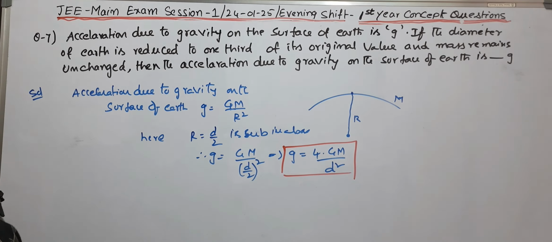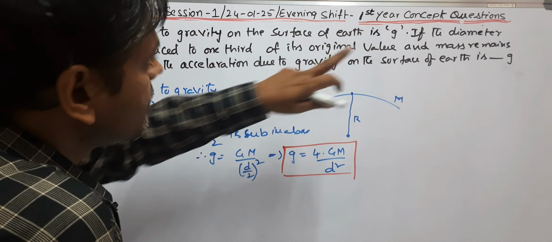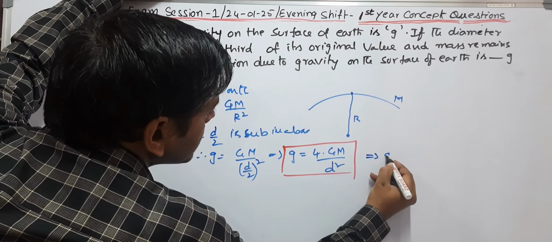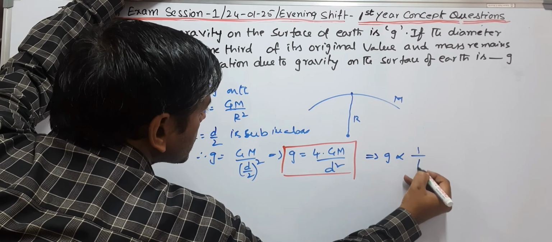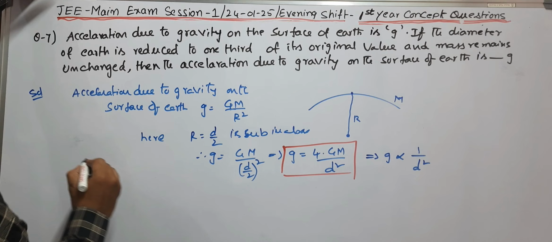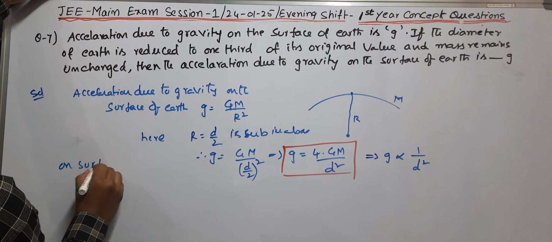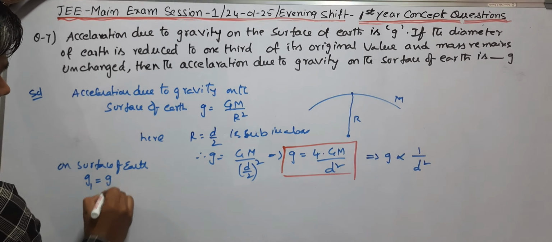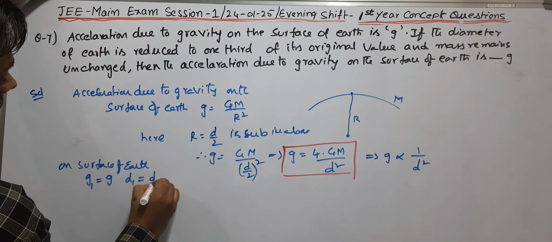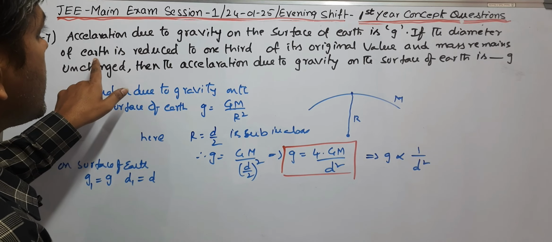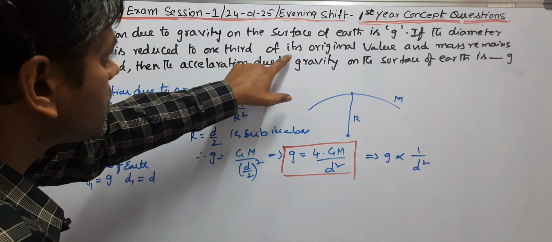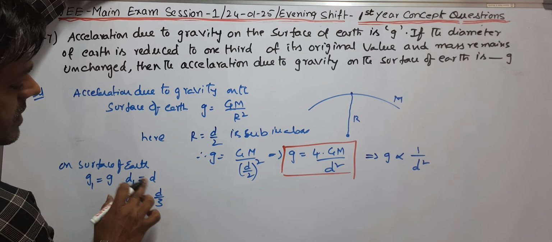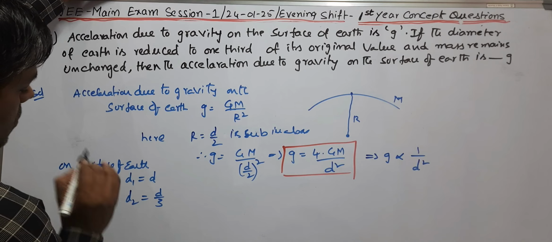Now to see what is being asked: acceleration due to gravity on the surface of earth is g, if the diameter of the earth is reduced to 1/3. From this we can say gravity is inversely proportional to diameter square. On the surface of earth, g1 is called g and diameter d1 is called d. Now if the diameter of the earth is reduced to 1/3 of its original value, then what is g2? This is what is asked.